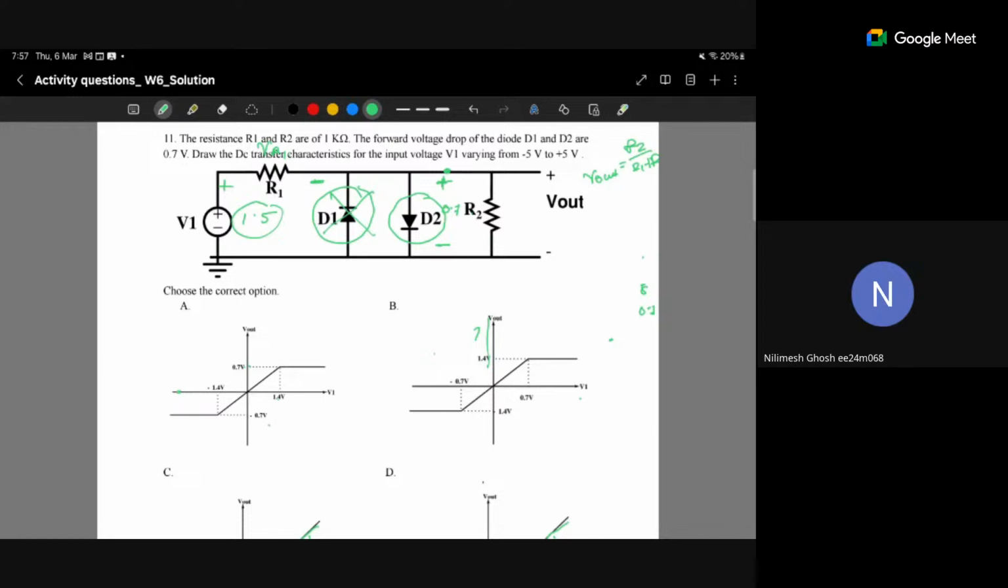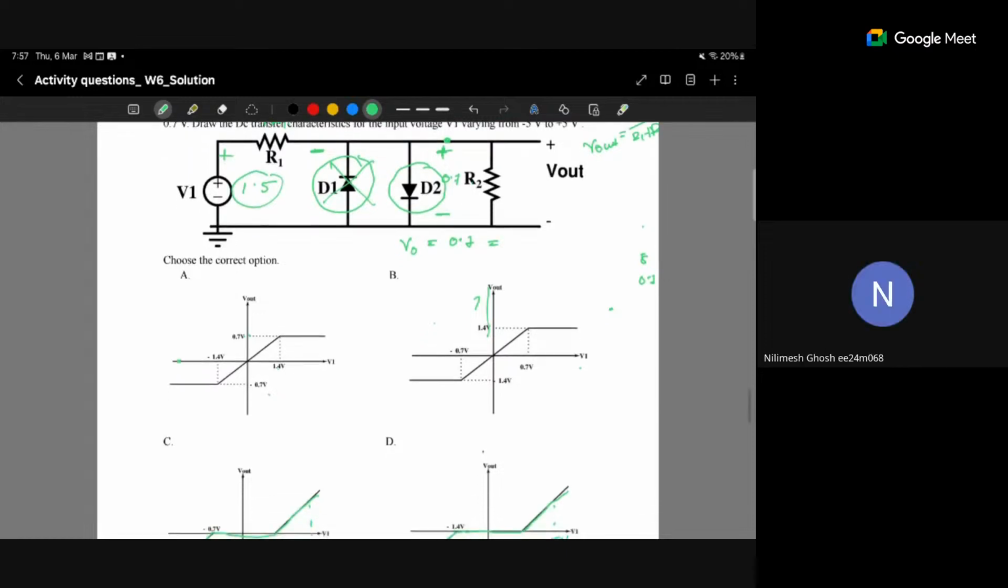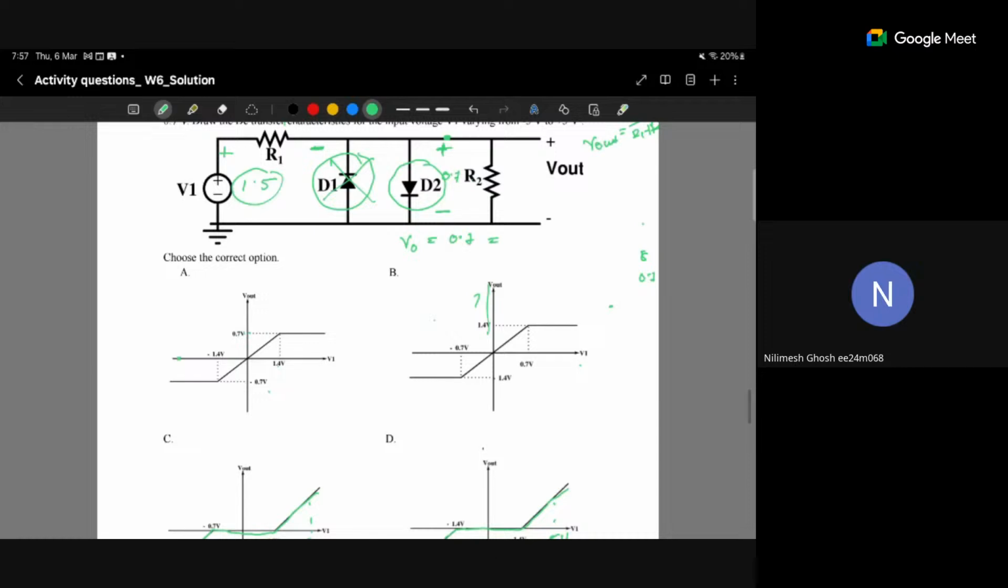See, Swastika. If D2 is forward biased, what is the voltage across D2? It is 0.7 volt. If the voltage across D2 is 0.7 volt, what will be Vout? Vout will be 0.7. Okay. Now Vout equals 0.7 volt. Now what is the relation between Vout and Vin in this range?